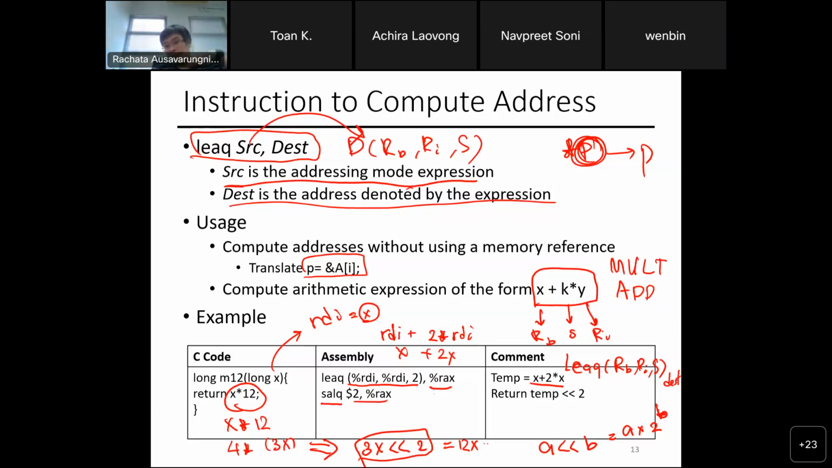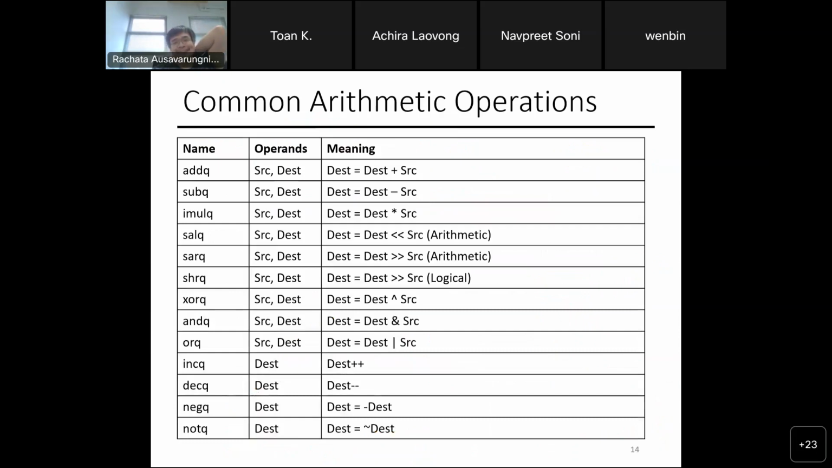So here are other instructions you can use. You have add, subtract, multiply, shift left, shift right, shift arithmetic to the left, logical shift to the right, XOR, and, or, increment, decrement, negation, and not. These are some of the more common instructions. And here are the meanings. No need to memorize it. We'll give you the table. It's open book. You can look at this table.